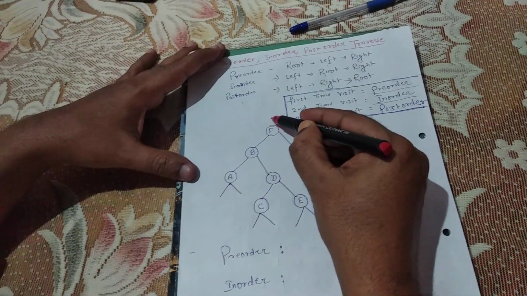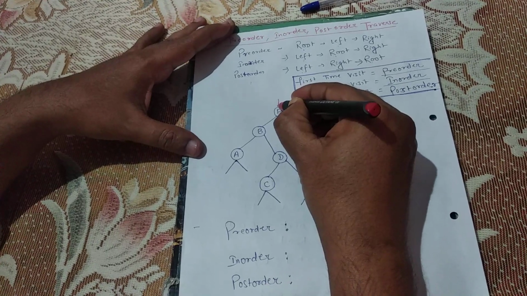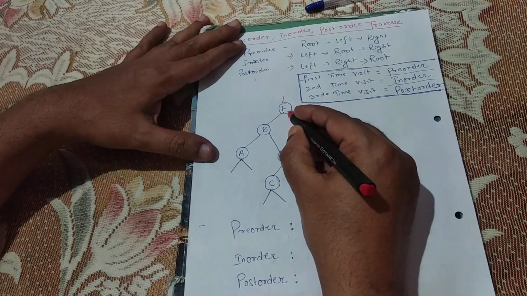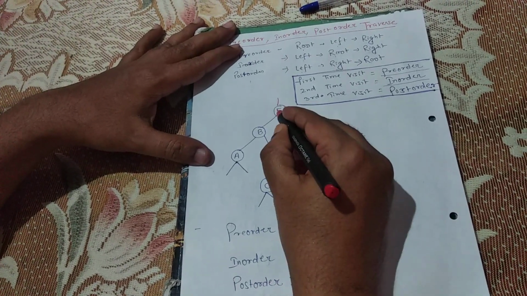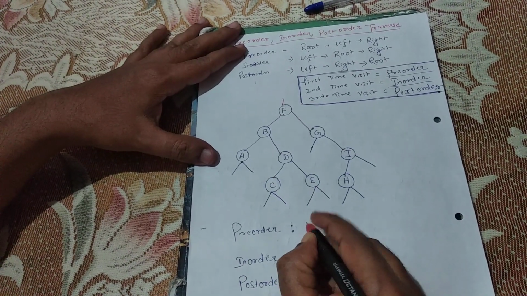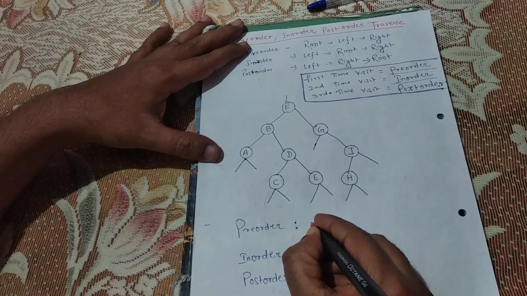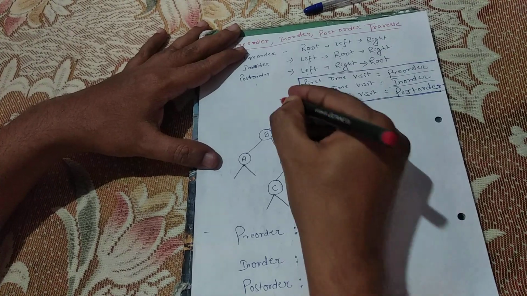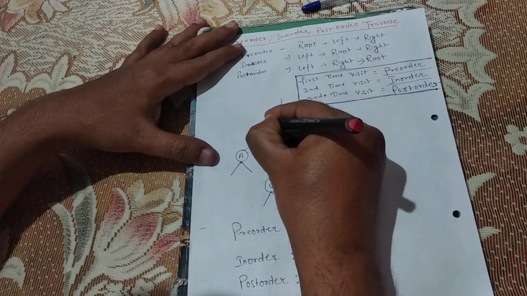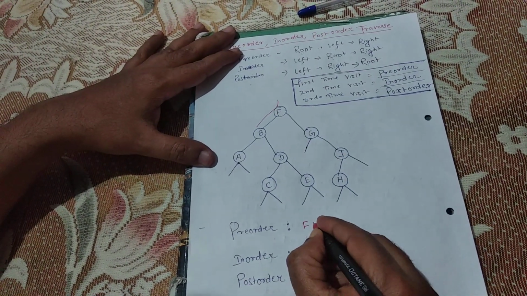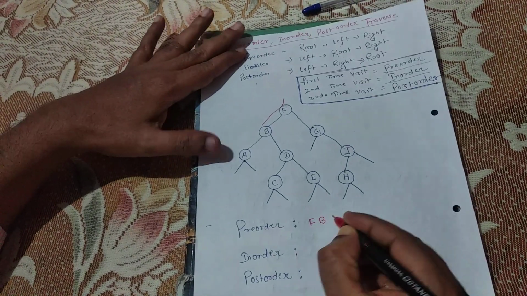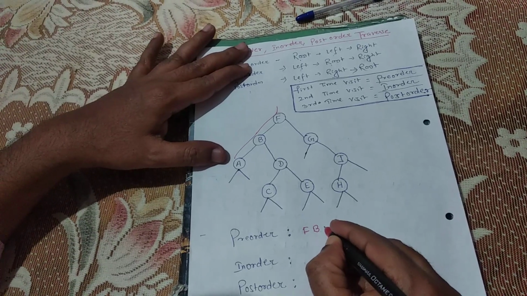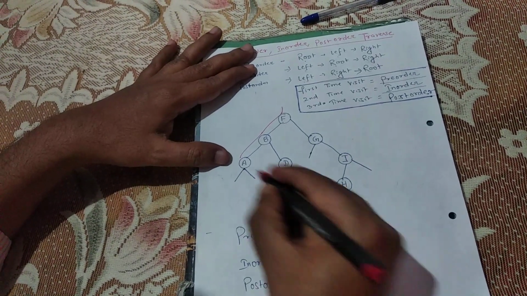To visit from F. It comes and visits F. Now because it is visited the first time, it is root. So right here, first time visit, write in pre-order F. Again it visits B, first time. It visits A, first time visit, so A is there.